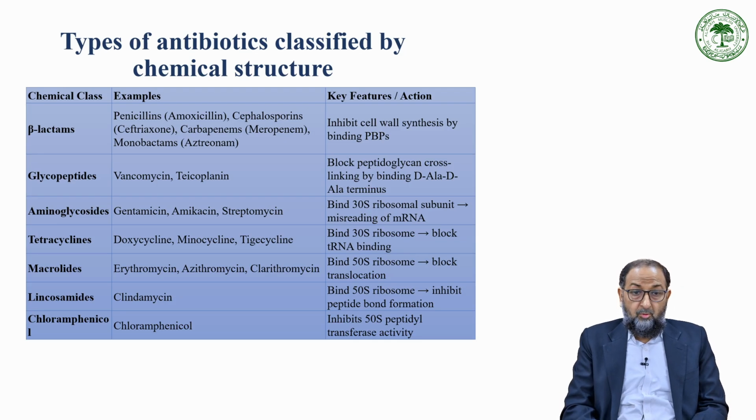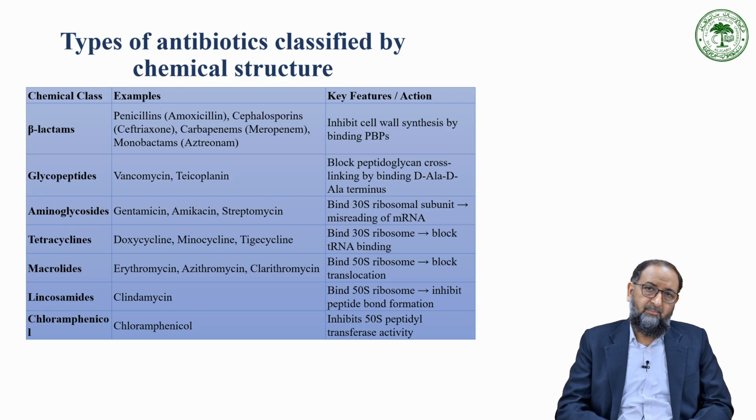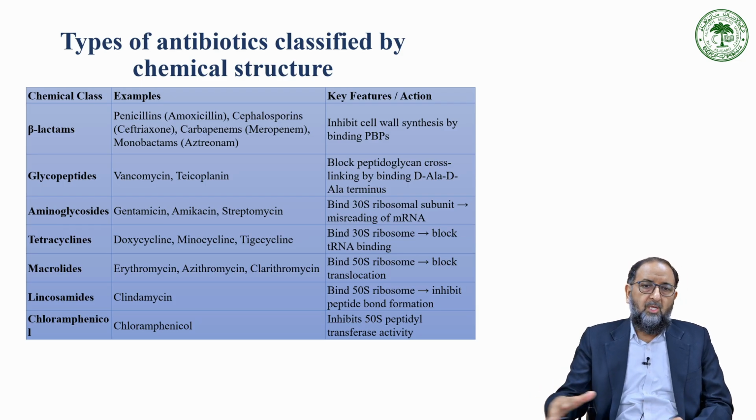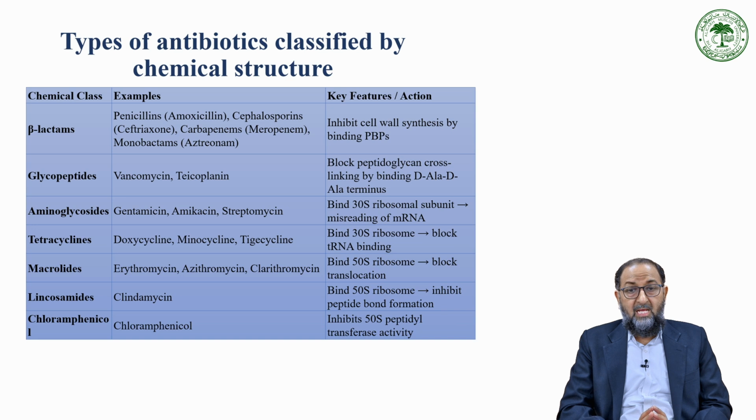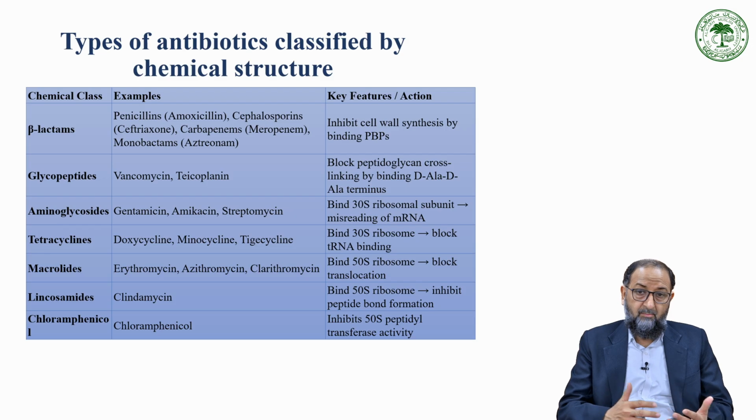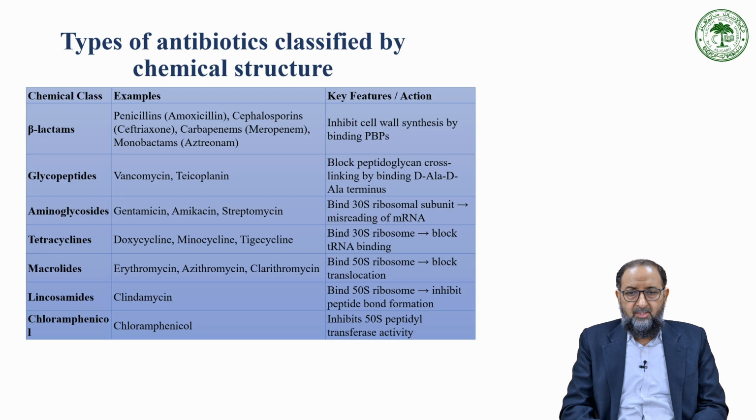Tetracyclines are doxycycline, minocycline, tigecycline. These are all classes of tetracycline antibiotics which bind to the 30S ribosome. Again, it blocks the tRNA binding process, tRNA being the carrier of the amino acid. When the amino acid does not come, protein synthesis is stopped. So overall, these antibiotics attack protein synthesis through the 30S ribosome, either through misreading of mRNA or through inhibiting the tRNA, which acts as an adapter to bring the amino acid onto the growing protein chain in the ribosome.